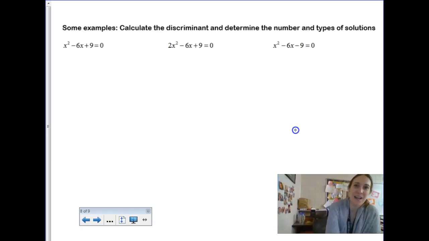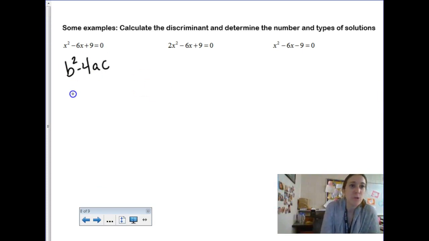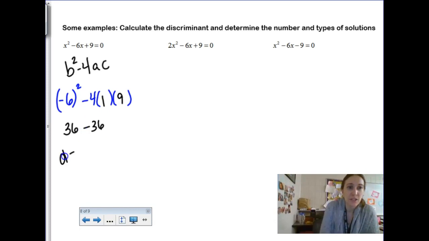Alright, so for this next set, I just want you to figure out the number and types of solutions based on the discriminant. So all I need you to calculate is b squared minus 4ac, the thing that would have gone under the square root in the quadratic formula. What this also does is it allows you to determine what method of solving is most appropriate. So negative 6 squared minus 4 times, the a is 1, the c is 9. So we end up with 36 minus 36, so you get a discriminant equal to 0.